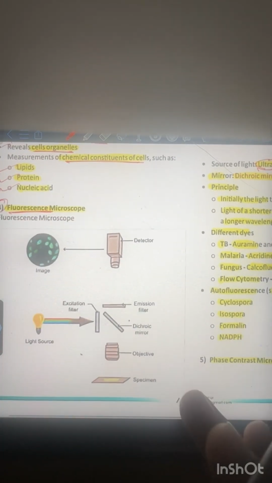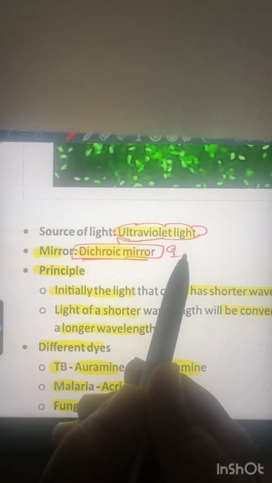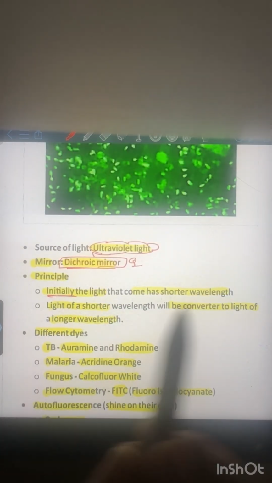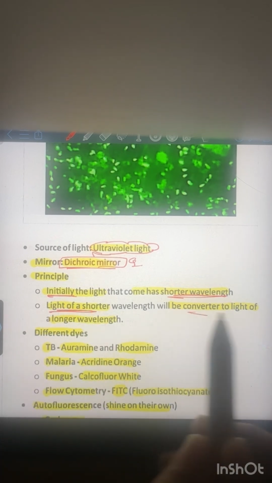If you ask me the two famous questions of fluorescence microscope, what is the source of light? Ultraviolet light. What is going to be the mirror used? Dichroic mirror. And what happens is that initially the light that is coming is a shorter wavelength light, but there's something exciting it. So that shorter wavelength light will now be converted into a longer wavelength light, and that is the principle of a fluorescence microscope. The principle says that a light of a shorter wavelength will be converted to a light of a longer wavelength.